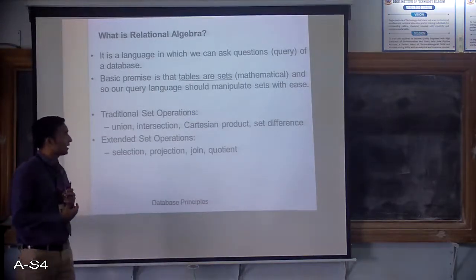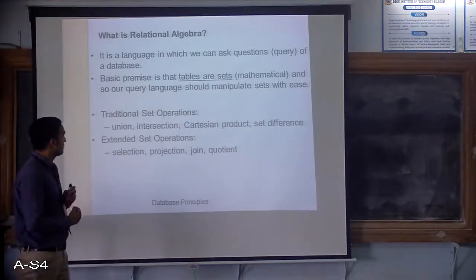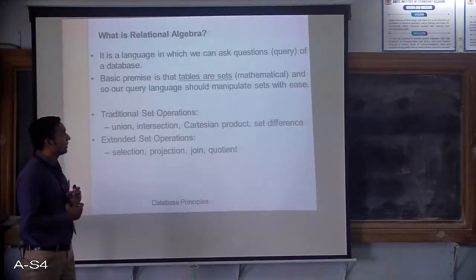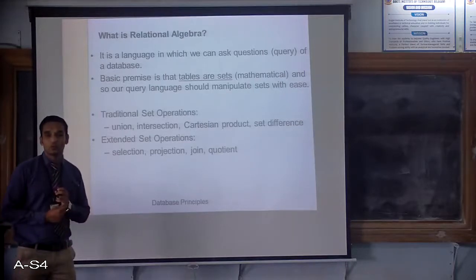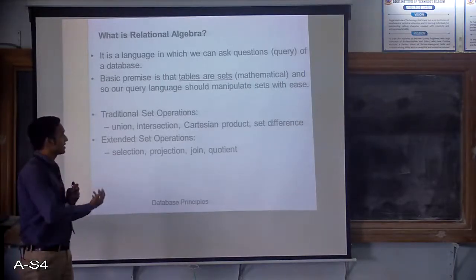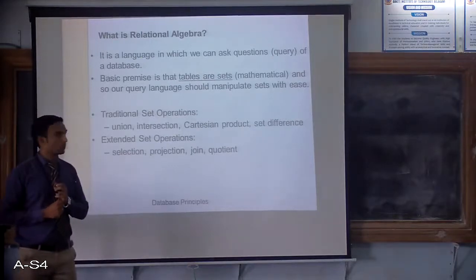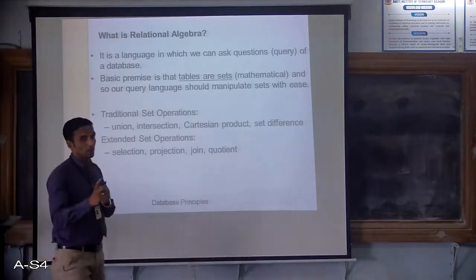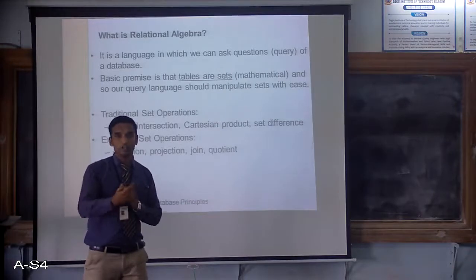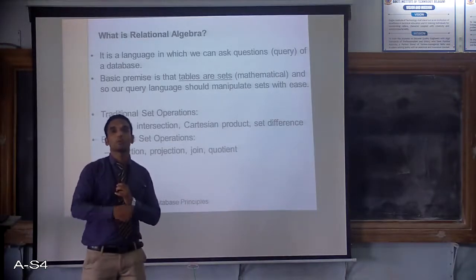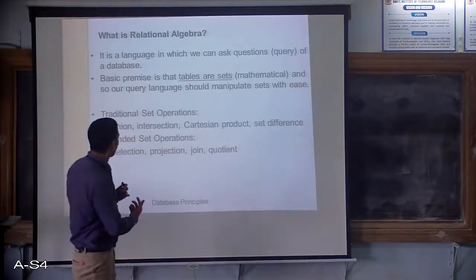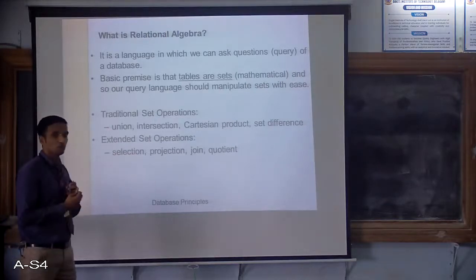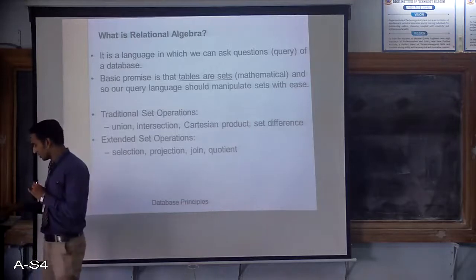The basic premise is that we have tables and sets, and we use a mathematical model to ask questions to the database. So our query language should manipulate sets with ease. When you are asking a question to a database, we should ask in such a way that the database gives you the correct answer. Remember, in SQL I told you we query the actual database where we are working. But relational algebra is not so, where you are working on a piece of paper to get the output. The various operations we use are union, intersection, Cartesian product, select, project, join, and division. We'll study one by one what they mean.